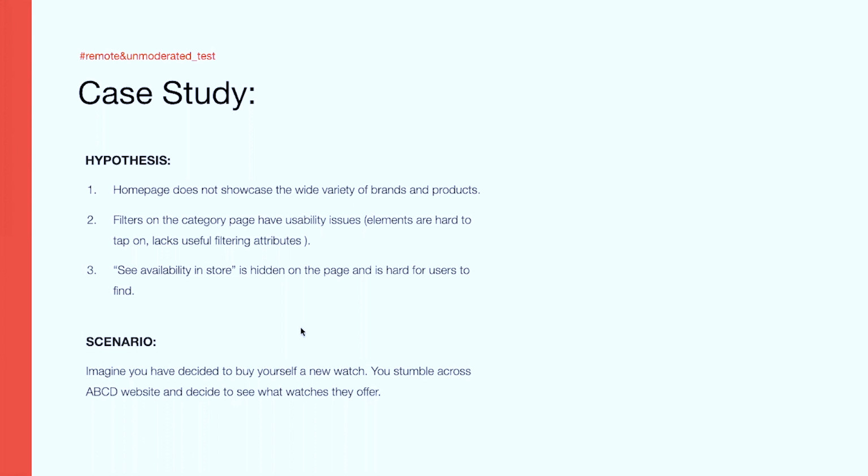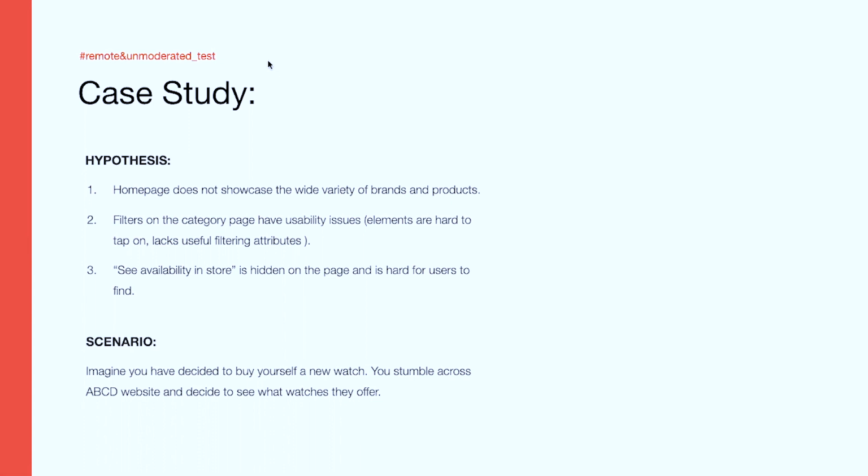Here's an example of a hypothesis we had while working on an optimization program for one of our clients. Basically, we had the hypothesis that the homepage does not showcase the wide variety of brands and products that the store was actually offering, that the filters on the category pages had usability issues and people could not really navigate them on mobile devices. We also had the concern that the availability in store was hidden on mobile, way below the default, and many users could not reach the functionality.